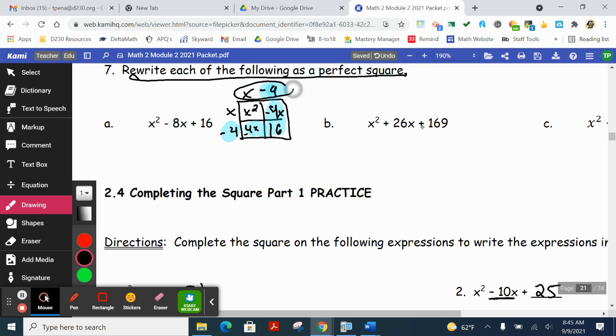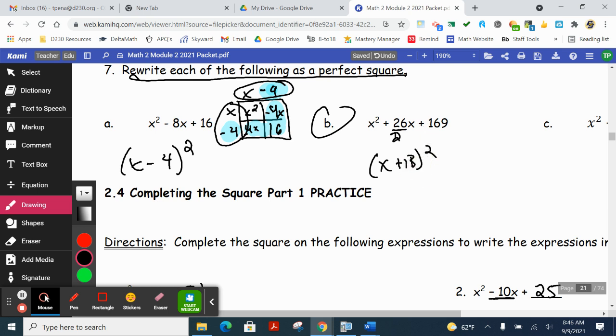Notice how this is x minus 4, x minus 4. That's just asking you to write it as x minus 4 squared. We have 2 of them multiplied by themselves, so it's x minus 4 quantity squared. All right. All right, letter B. Wouldn't this, if I cut this in half, had to have been an x plus 13 squared? And then 13 times 13 would have given you 169.